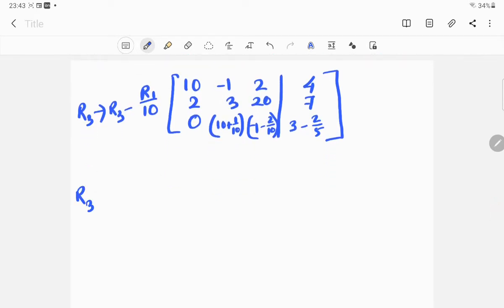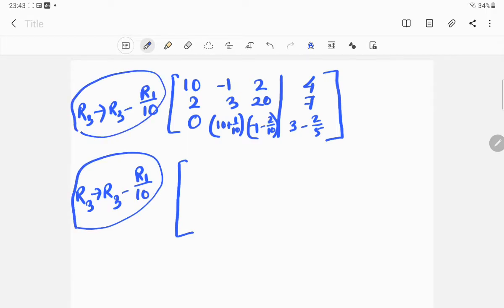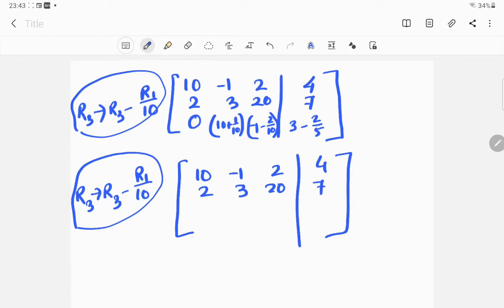So R3 is now, this thing must be written. You can't skip the steps without writing this. These things are very important, you must write them in every step. So this is 10, this is minus 1, this is 2, and then we have 4. Similarly we have 2, then 3, then 20, then 7, and then we have 0. Then 10 plus 1 by 10, what does it mean? 10 plus 1 by 10 means 0.1. So it is 10.1. That is what we have.